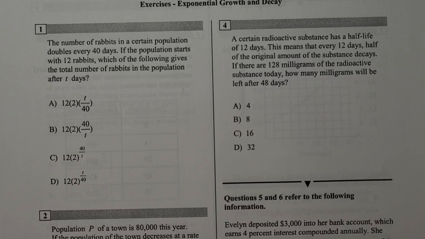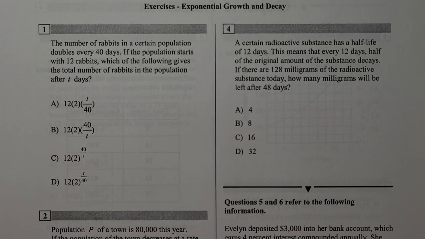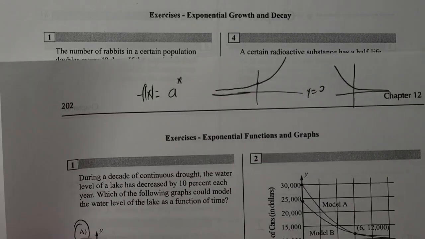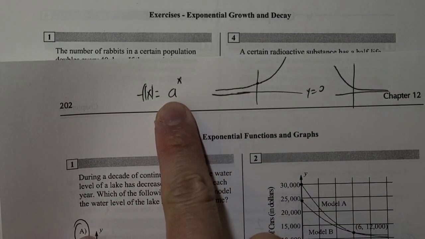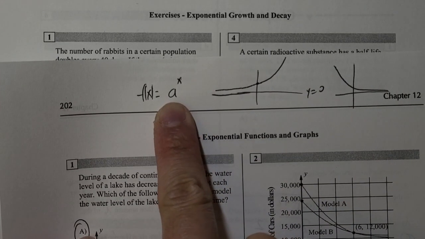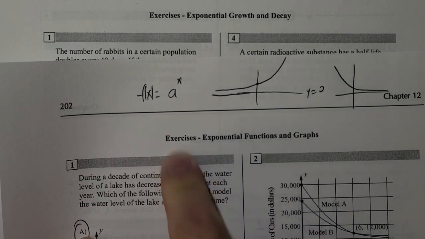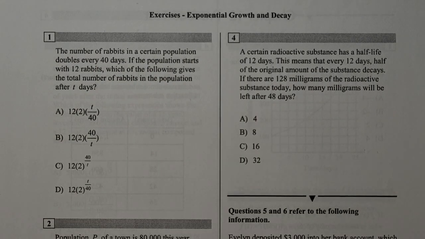Let's do this section as well. Exponential growth and decay, as I was saying earlier. If A is positive and greater than 1, assuming your exponent is positive, then it's growth. If A is greater than 0 but less than 1, it's decay. Okay?